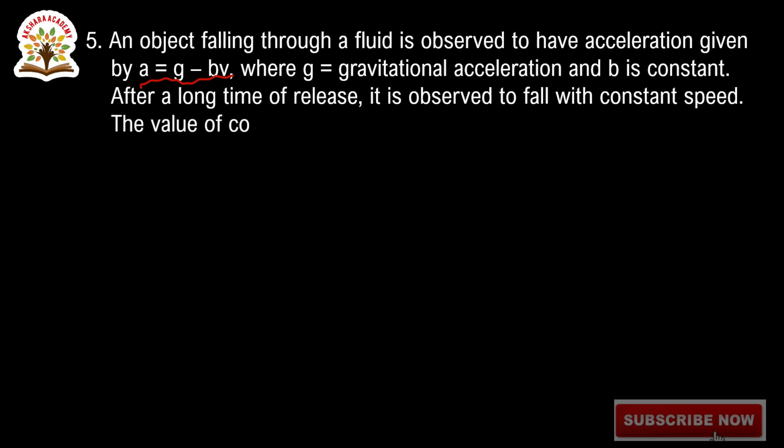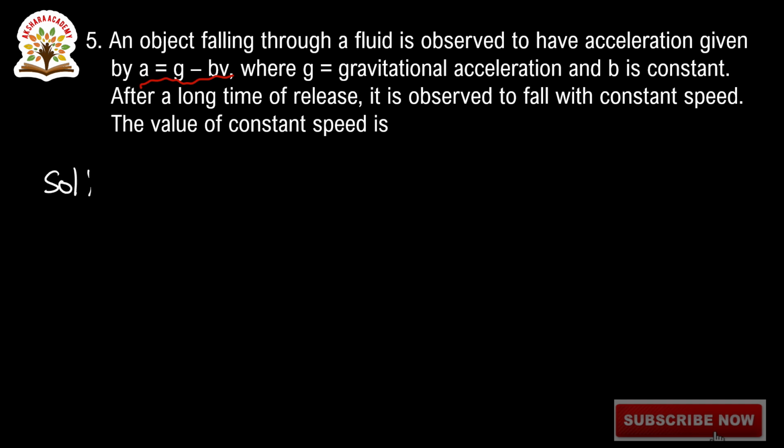It is observed to fall with constant speed. The value of constant speed is, in this question the given acceleration A is equal to g minus bv, where g is gravitational acceleration and b is constant. Let us come to the solution.